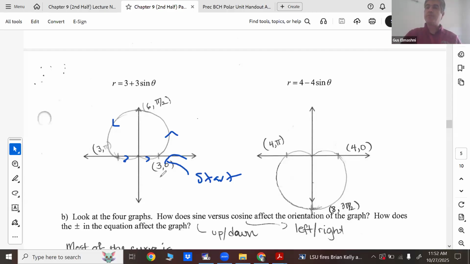Oh, plug in 0 for theta. Always plug in 0 for theta. That's where you start, and find the R value there. And here, I start over here. So I'm starting.